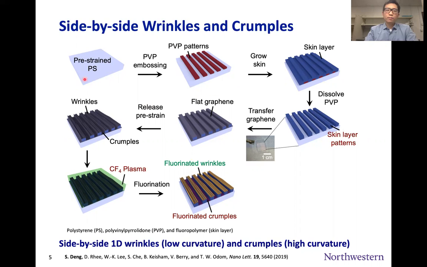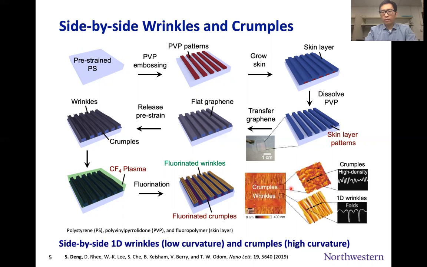So we start by using polystyrene as a substrate. Then we use PVP as a sacrificial layer to introduce a patterned skin layer on the polystyrene surface. Then we transfer the graphene to cover the polystyrene, patterned on the skin layer. Then we shrink the substrate, introducing wrinkles on the skin layers and crumples on the bare polystyrene parts.